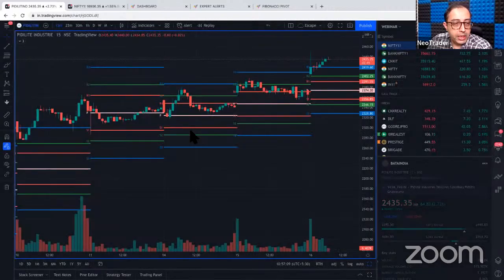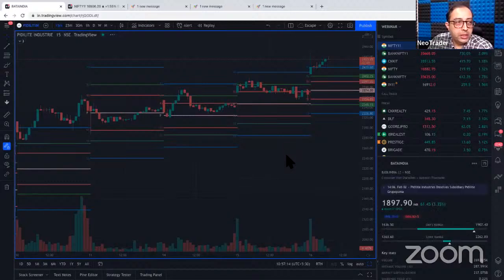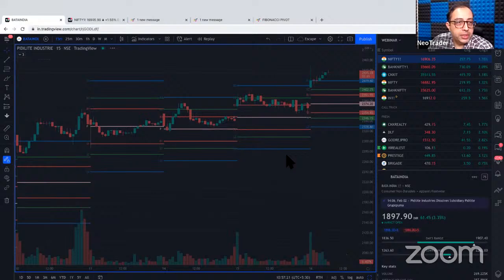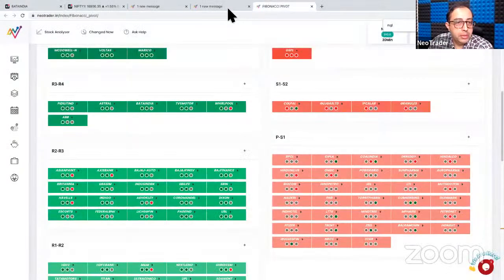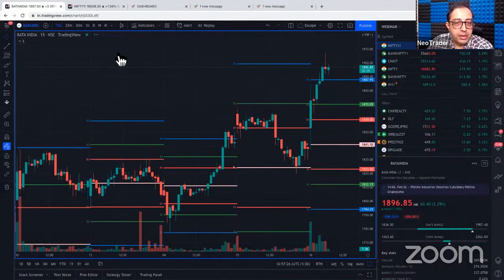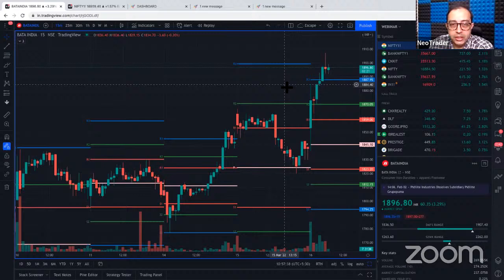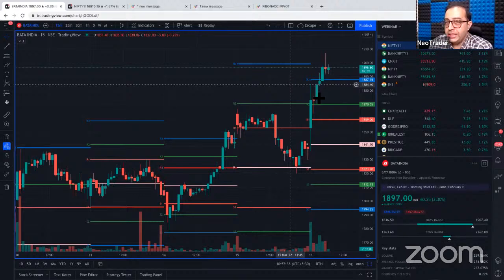We're going to take a look at Bata. Let's see what is happening to Bata, because based on our assessment, we saw that Bata is showing some movement here. Now you can see Bata was hesitating. Now Bata has given us a nice move to the upside. So that is how you can check out. So Bata is also a good candidate.